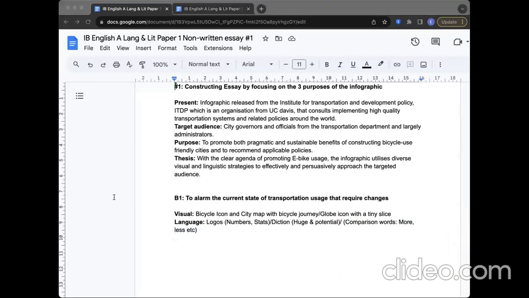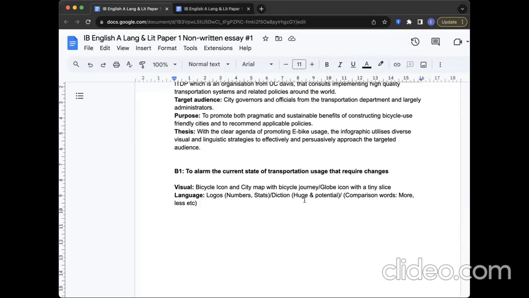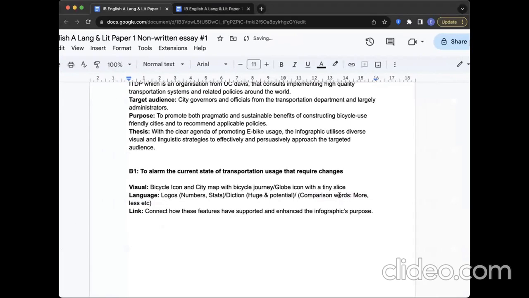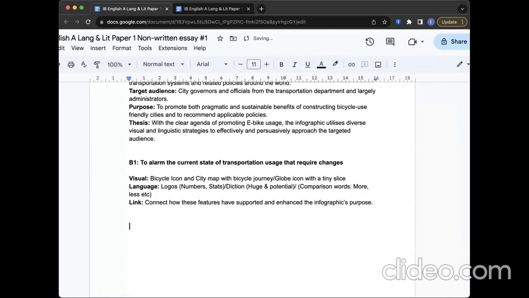And let's not forget to connect those features to support the infographic's purpose in the conclusion of this body one.